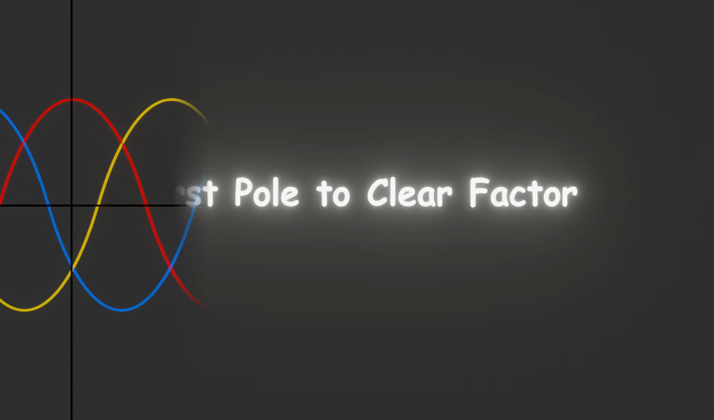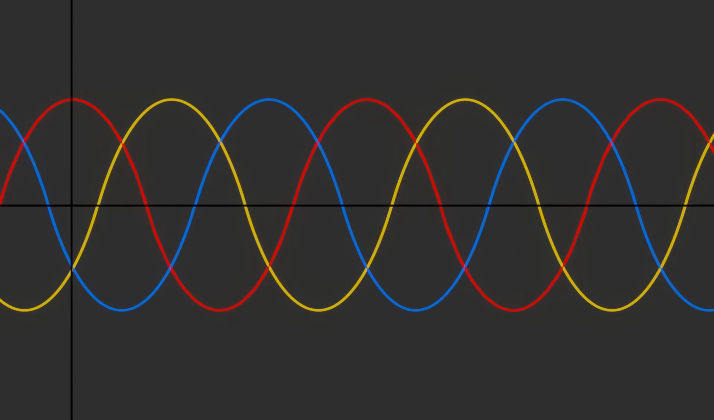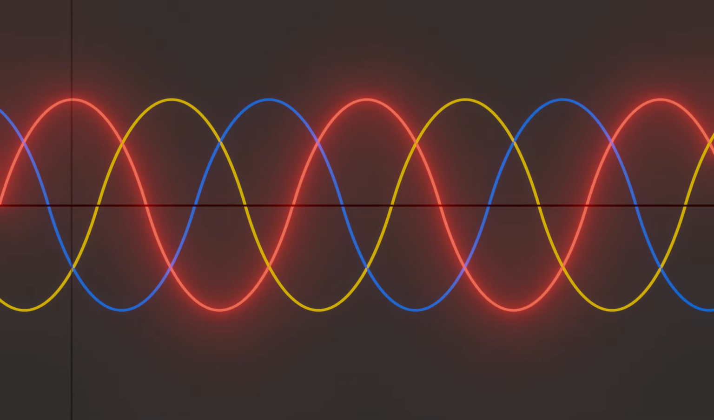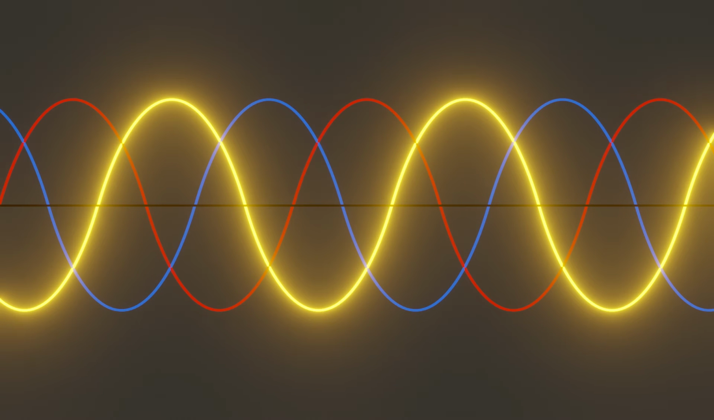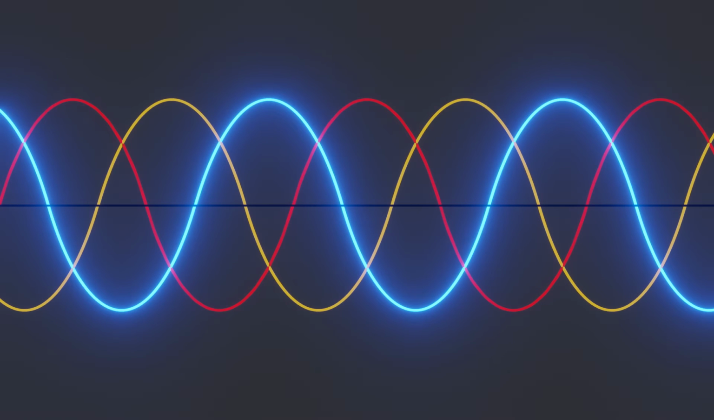Now, we will explain the detailed theoretical background of this factor in this video. Many of us do not have a clear concept of the first pole to clear factor, which we aim to clarify here. There are three waveforms representing a three-phase alternating current system. These are the current waveforms. Suppose this is the waveform of the red phase current, as highlighted in the image. Next, this is the yellow phase current, and this one is the blue phase current.